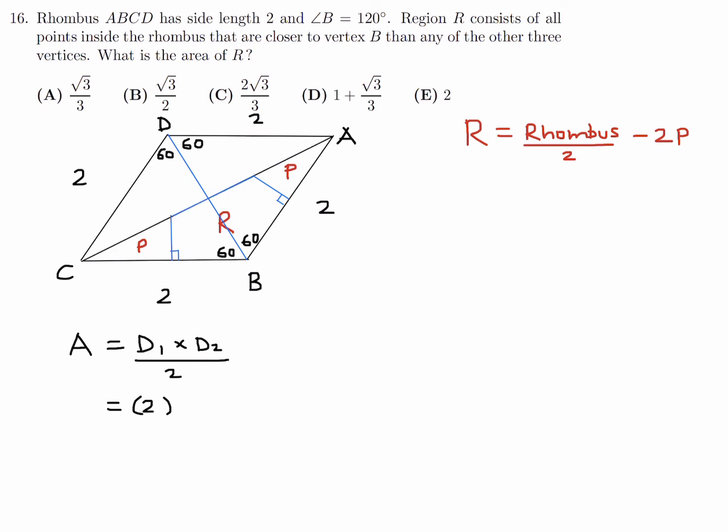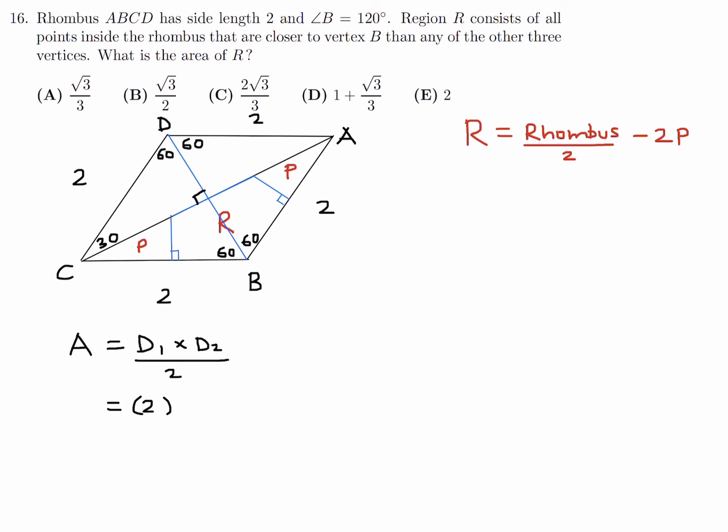Well, that can be figured out as follows. Since this is 60, if I draw a diagonal, it chops it in half, so that becomes 30 degrees. And then since this is 60 and this is 30, this angle must be 90. And the diagonals of a rhombus always intersect at right angles, so we also know that.